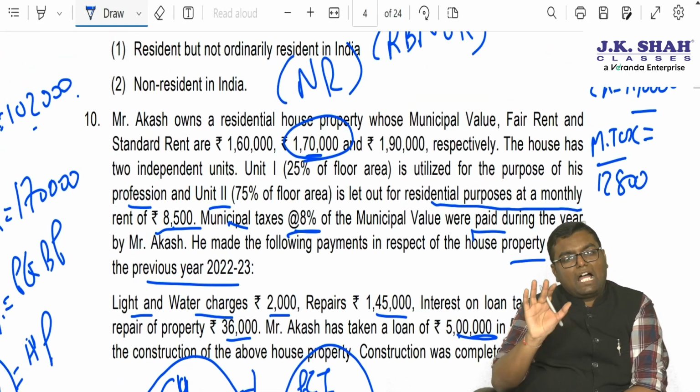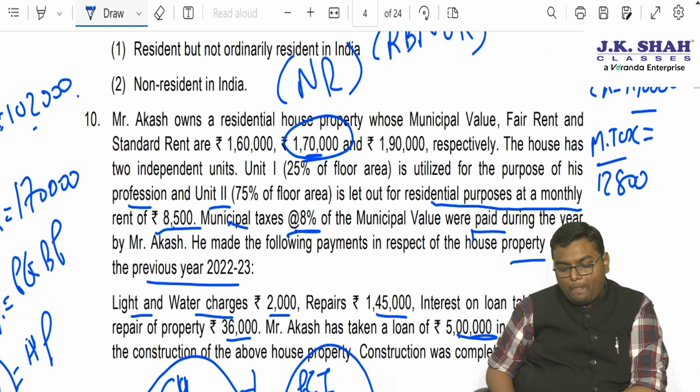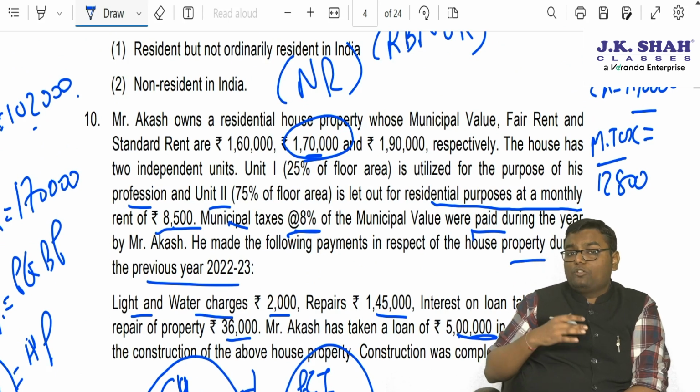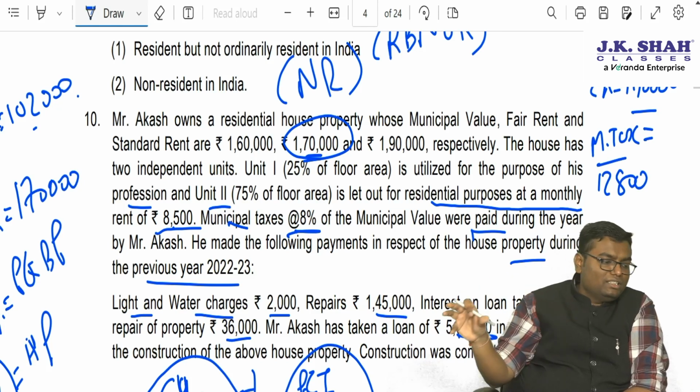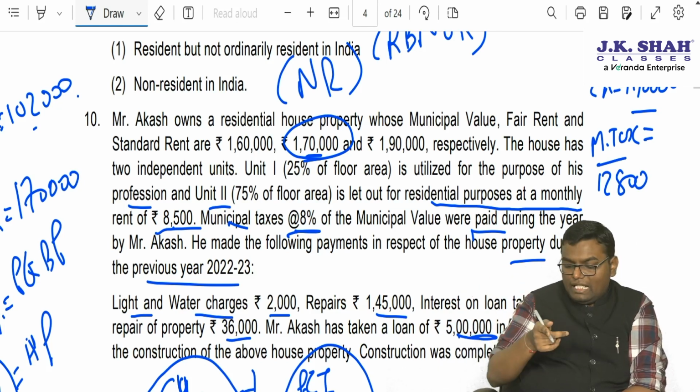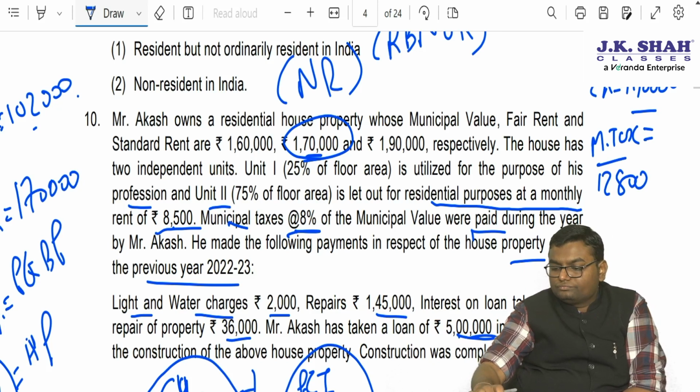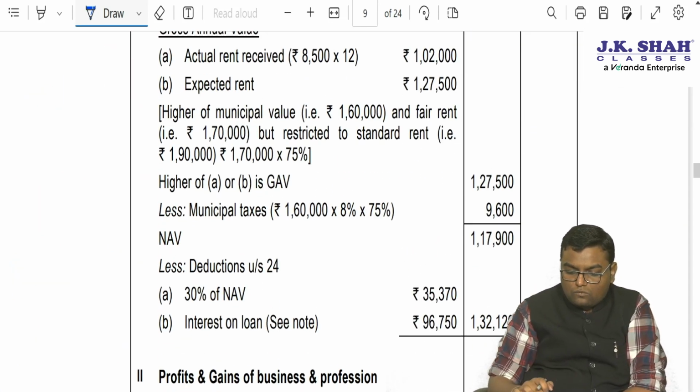Fine. First of all, we calculate house property. Whenever we are calculating house property income, we have to take only the 75% portion of all the details which are given. Expected rent 1,70,000. We will take only 75%. So that will come to 1,27,500.